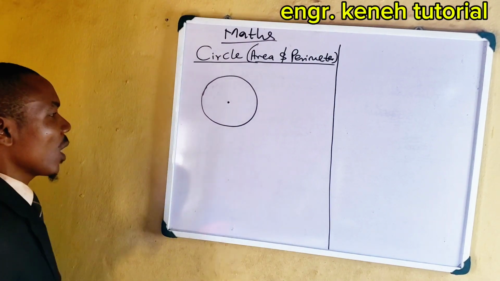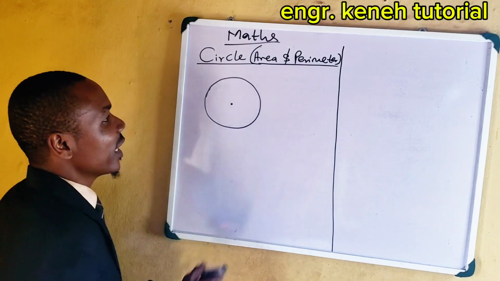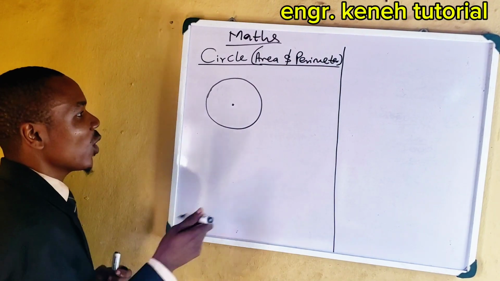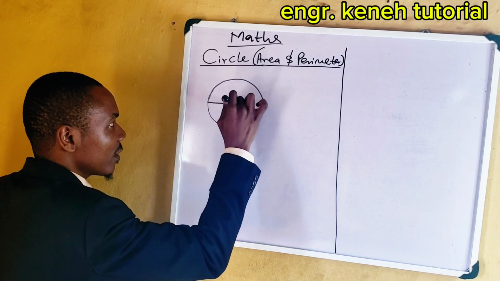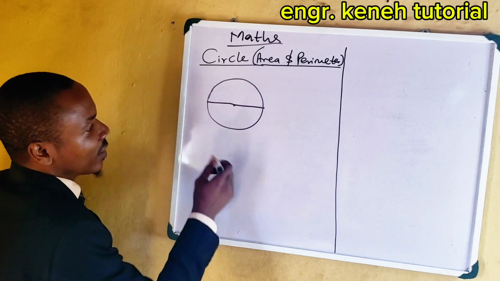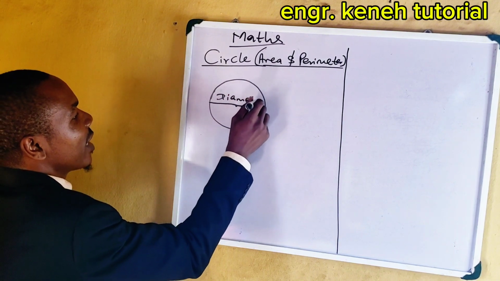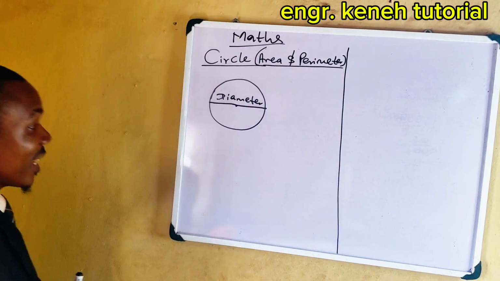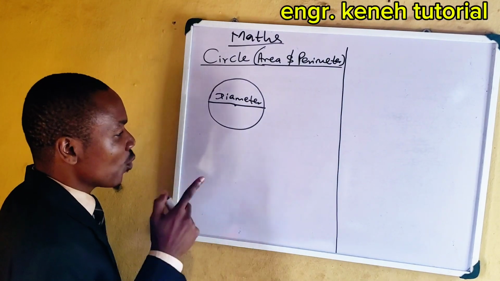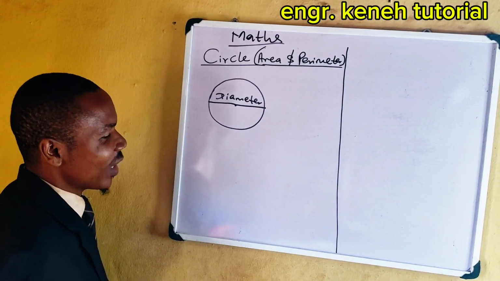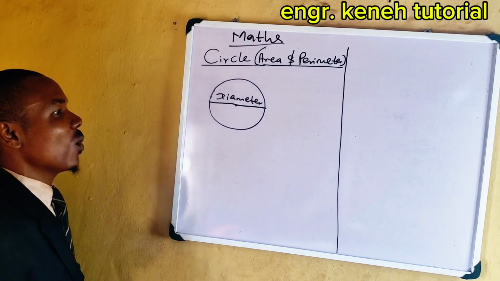A circle. All right. So a straight line that can divide circle into two equal parts, we call that straight line a diameter. Look at it, something like this. Can you see it? We call it what? A diameter. A straight line that can divide a circle into two equal parts and it will pass through the center. We call the line what? A diameter.